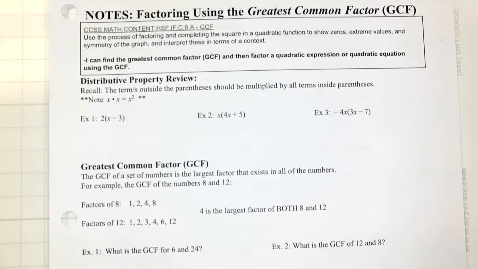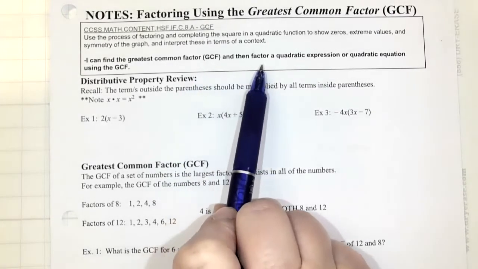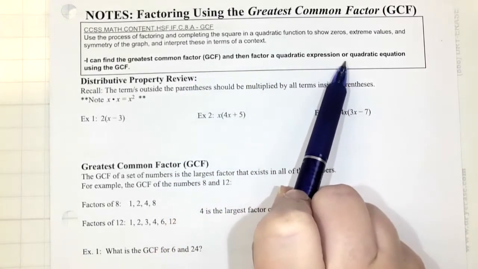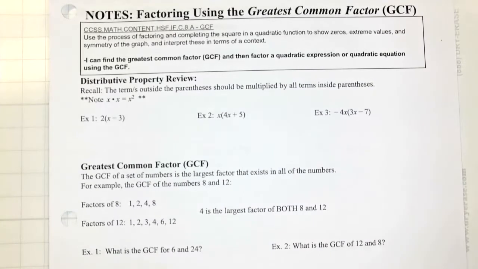Okay, so today we are looking at factoring using the greatest common factor, and our learning target today is that we will be able to find the greatest common factor and then factor a quadratic expression or quadratic equation using the greatest common factor. So we will do a brief review of the distributive property because factoring is very much like the inverse operation of the distributive property.